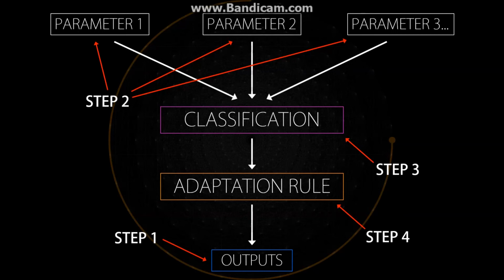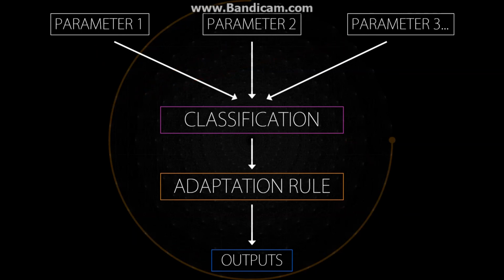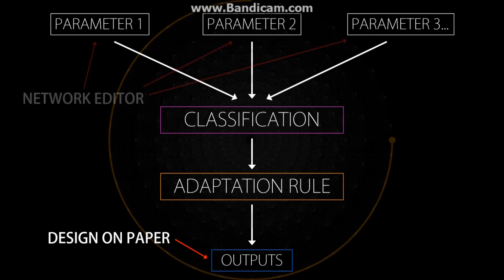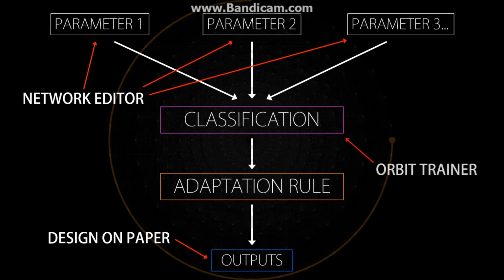Let's see how this process works with Orbit. After the first design step has been completed on paper, we use the Orbit network editor to design input parameters, known as Orbit skills. In the Orbit trainer, we define classifications and train Orbit to understand sets of parameter values. We then build Orbit to a .dll file, which we then use in our game to associate classifications with the element outputs.